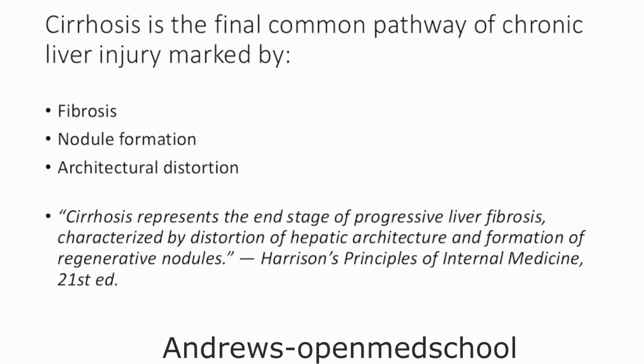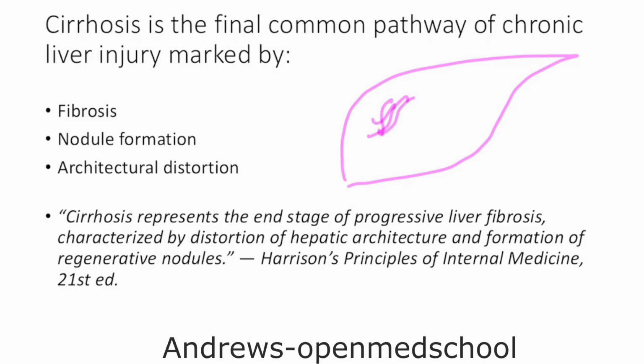It is marked by development of fibrous tissue, regenerative nodule formation, and distortion of the architecture leading on to portal hypertension. So it is a progressive liver fibrosis.